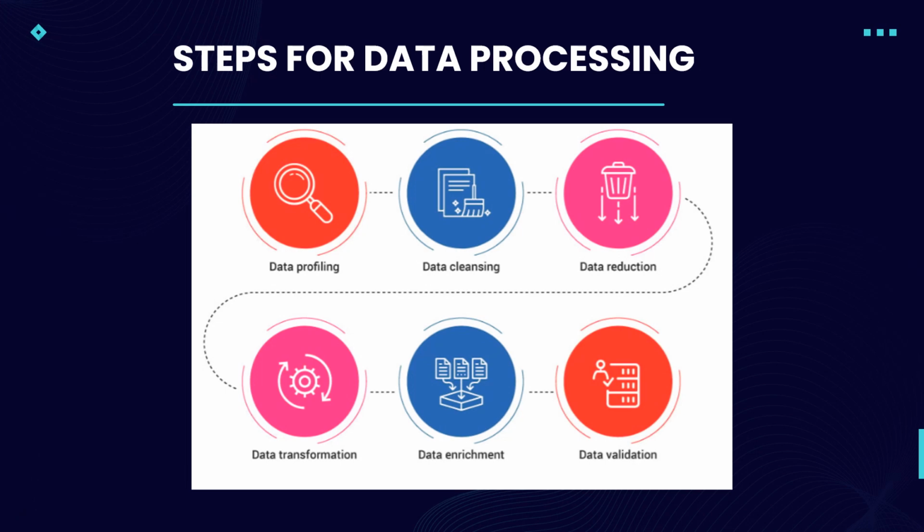Steps for data processing. There are 6 steps for data processing. First is data profiling, then data cleansing, data reduction, data transformation, data enrichment, and data validation. From these 6, data reduction is the most important step for data processing. Data profiling involves examining and analyzing the characteristics of datasets to understand their structure, quality, and completeness. It includes summarizing statistics, identifying data types, detecting anomalies, and assessing the data distributions.